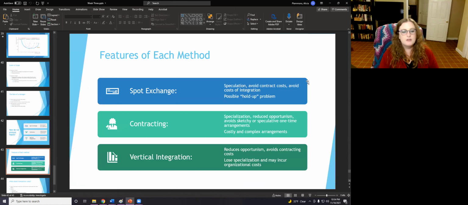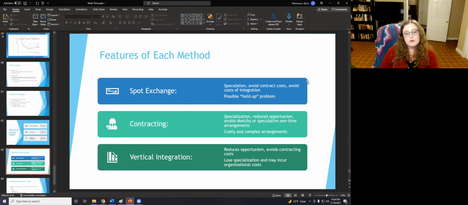Contracting, on the other hand, if we have a contract with someone, this means that we can kind of specialize. We can reduce opportunism, right? We don't have people taking advantage of us because we have a long-term contract. We can avoid sketchy and speculative one-time arrangements. But this is at the cost that contracts are very costly and complex. You gotta hire lawyers. You gotta set them up. There's negotiation. There's transaction costs.